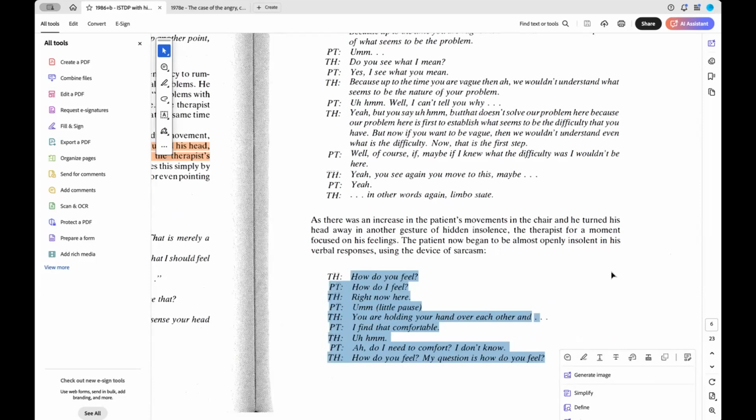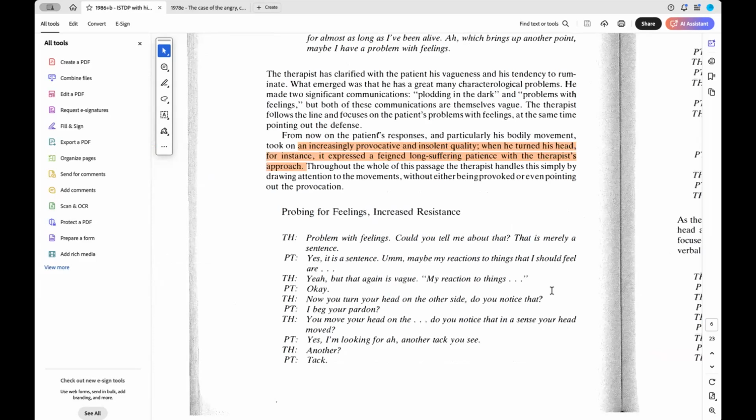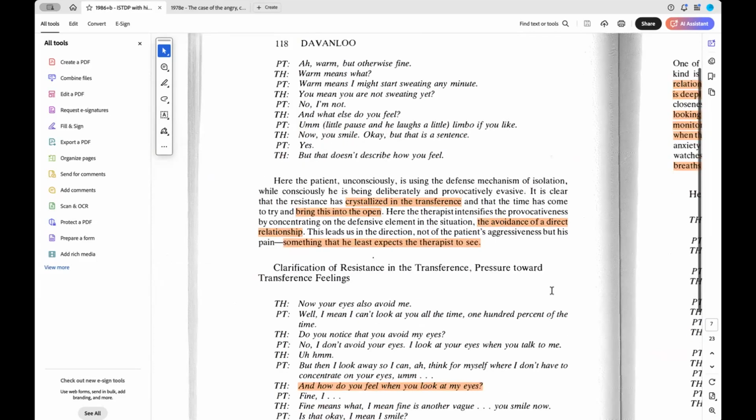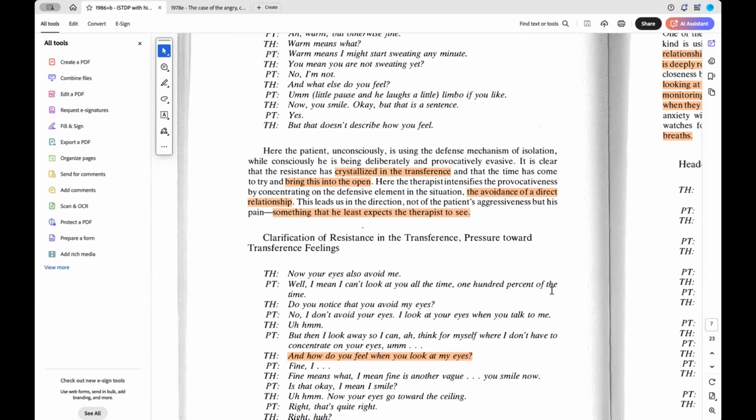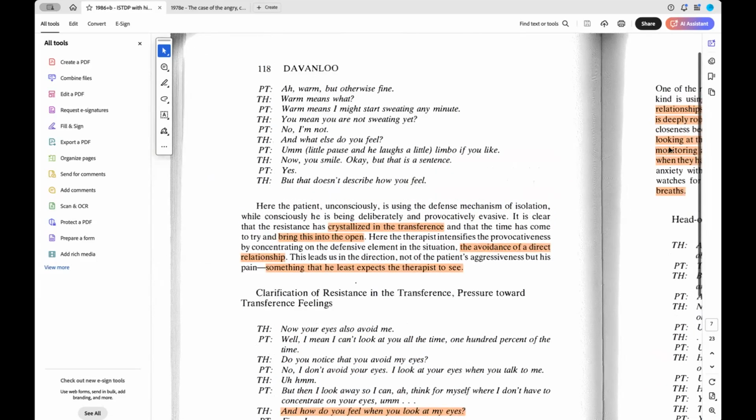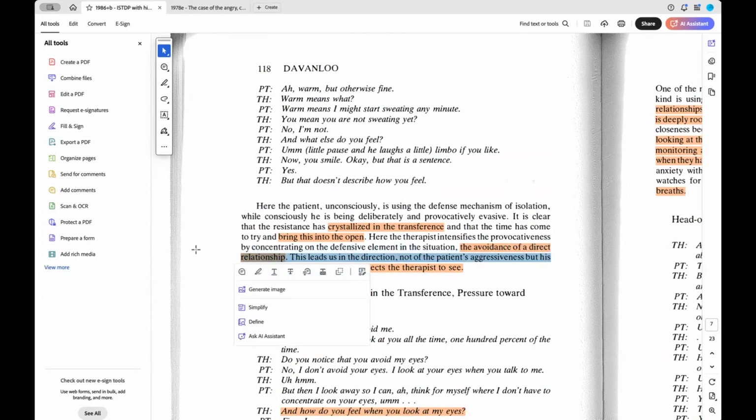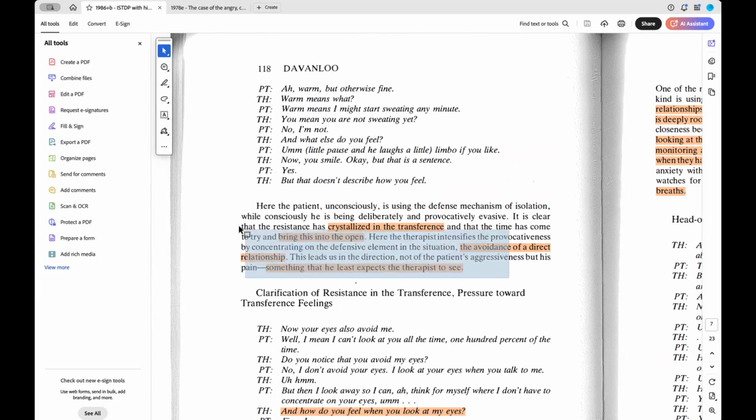So moving right along to page 118. So let's see. Yeah, here. So Davanloo refers to moving towards the patient's pain, not his aggression. Okay. And I think it underscores the importance of facing pain. See right here. Okay. This whole piece right here. Okay.